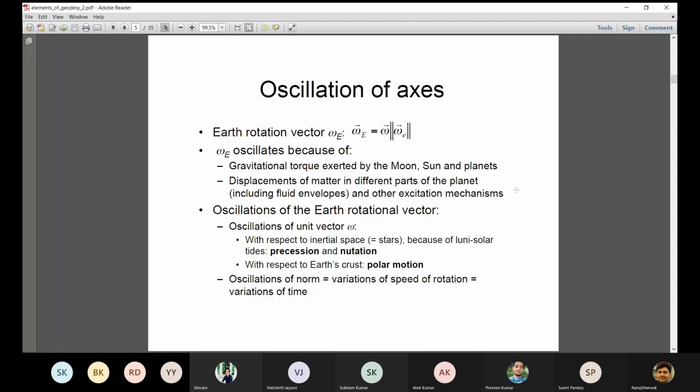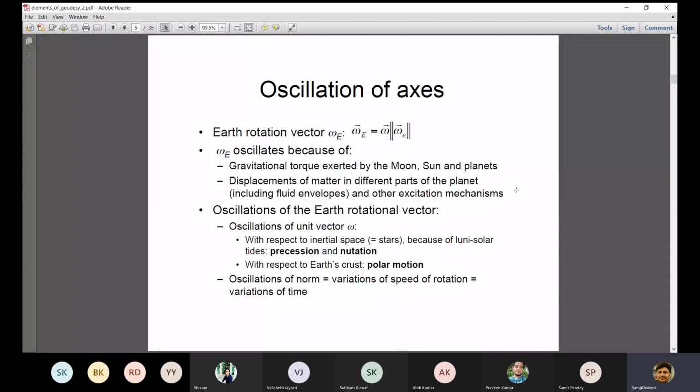It is your so-called motion of the z-axis taking 26,000 years. So omega e oscillates because of gravitational torque exerted by the moon, sun, and planets, and displacement of matter in different parts of the planet itself, including fluid envelopes and other excitation mechanisms. So omega e oscillates because of the forces acting over the Earth.